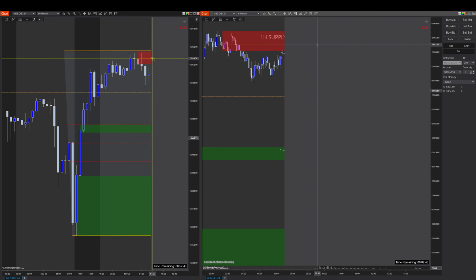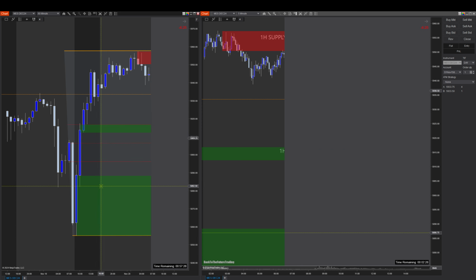So I'm thinking short first thing in the morning. I would love to see a retest of the supply and then look at the 5 minute to see if we get a smaller time frame entry. But where are our targets? Where are the areas below that we have to worry about?